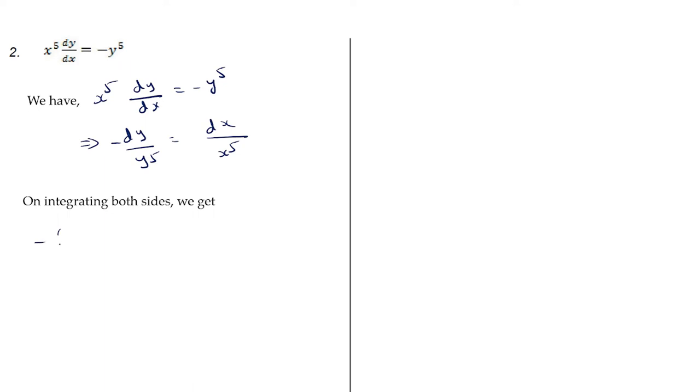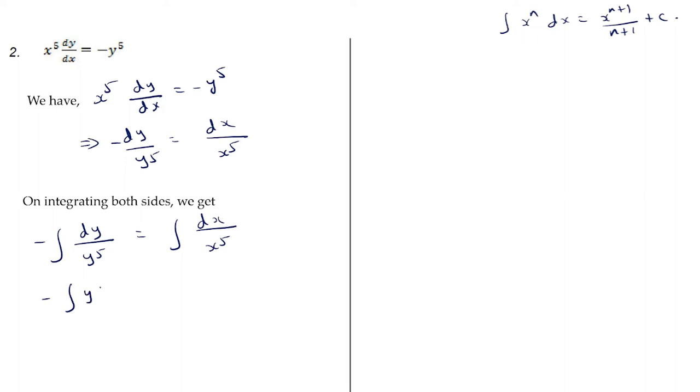Now we can integrate both sides. Minus integral dy by y raised to 5 equal to integral dx by x raised to 5. Now we know that integral x raised to n dx is x raised to n plus 1 upon n plus 1 plus c. So this integral dy by y raised to 5 is nothing but y raised to minus 5. So it is minus integral y raised to minus 5 dy equal to integral x raised to minus 5 dx.